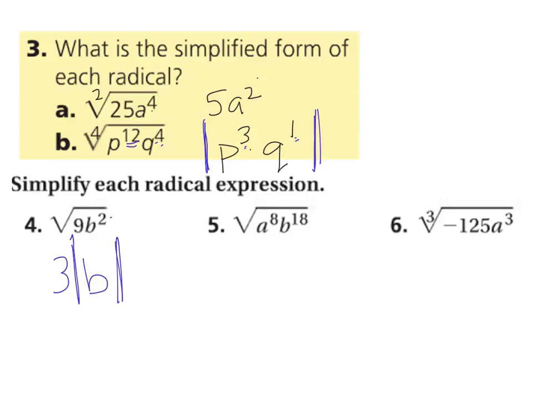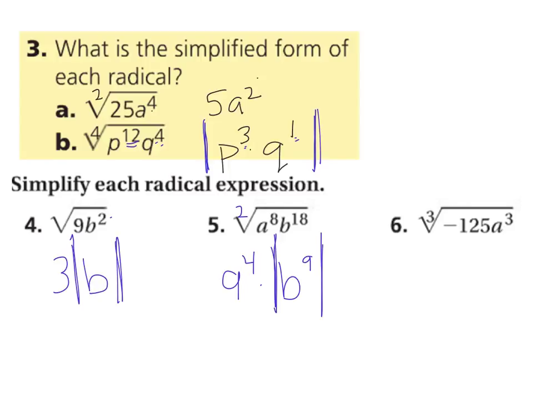So again, no index. It's always a 2. It's a square root. So you have to think, how many groups of 2 does a to the 8th have? It has 4. Started as an even, ended in even, so that one's good. And b is, there would be 9, but 9 is odd, so you want to make sure to have that one in absolute value.